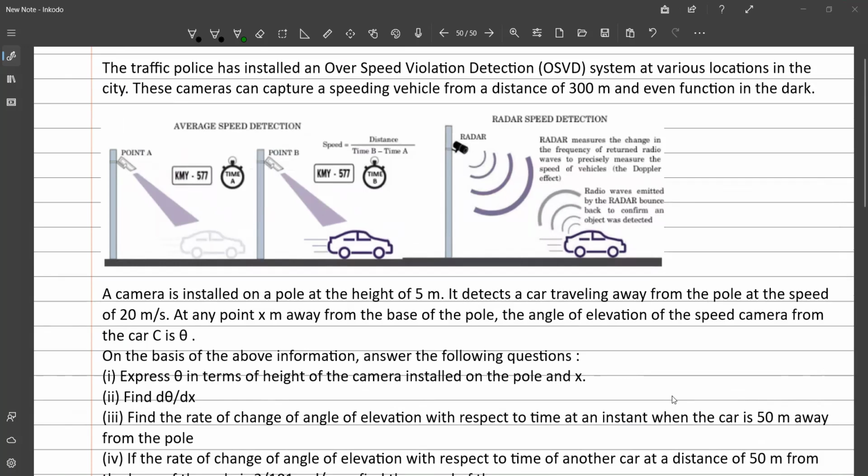Right. So this question was asked in the CBSE board exam in the year 2024. We'll take a look at the question. The traffic police has installed an overspeed violation detection (OSVD) system at various locations in the city. These cameras can capture a speeding vehicle from a distance of 300 meters and can even function in the dark.